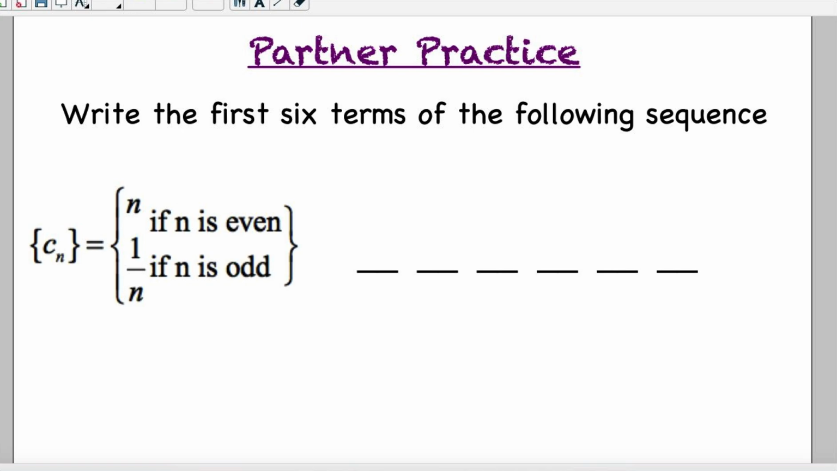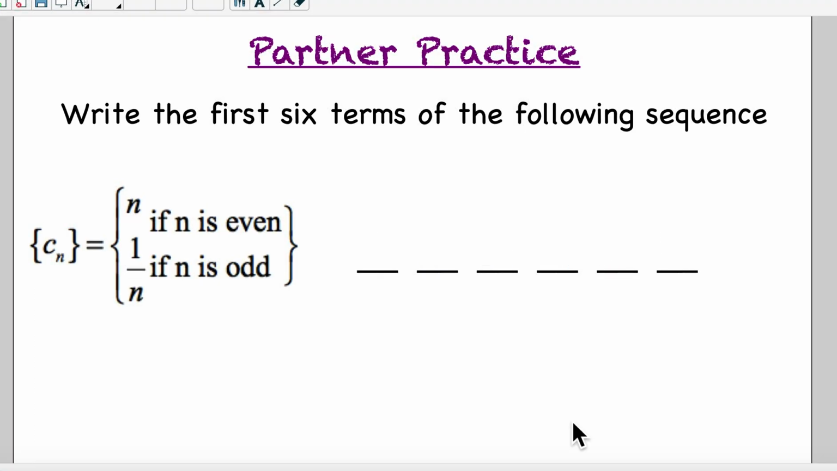The first term is almost like piecewise. If it's odd, it's 1 over n. So the first term will be 1 over 1, which is just 1. And then if it's even, it's just the number n itself. So the second term is 2, the fourth term is 4, the sixth term is 6, because those are your even ones. And then the odd ones are just 1 over the number. So this would be 1/3 and 1/5.